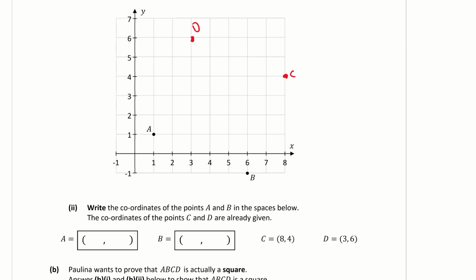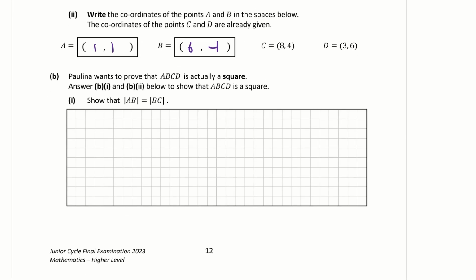The next part, write down the coordinates of the point A and B. So A is across 1, up 1, so 1, 1. B is across 6, down minus 1, so 6, minus 1. So you always read x first, followed by y. Part B, Paulina wants to prove ABCD is actually a square. Answer B part 1, B part 2 below to show that ABCD is a square.